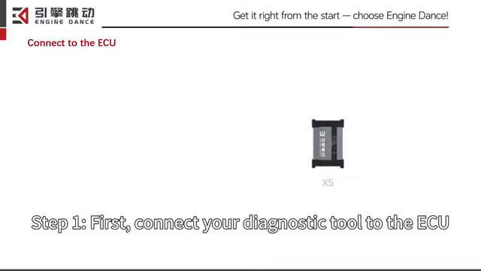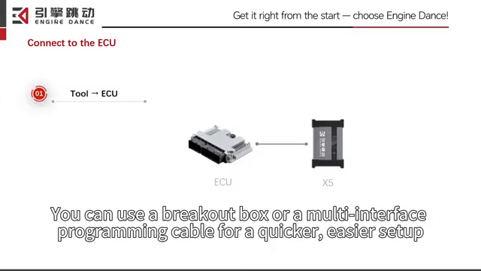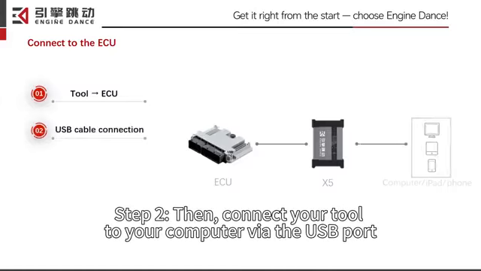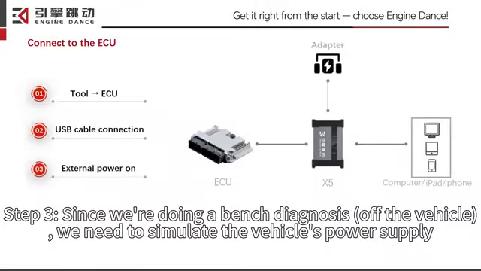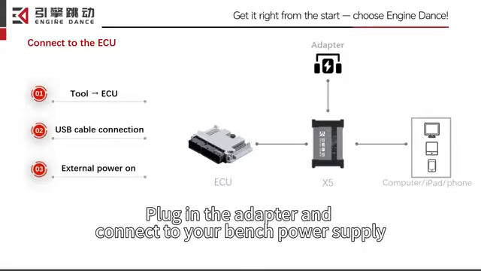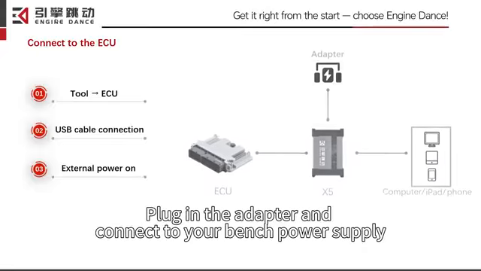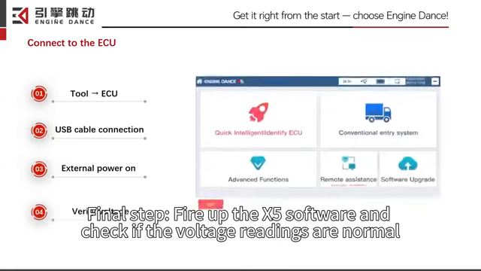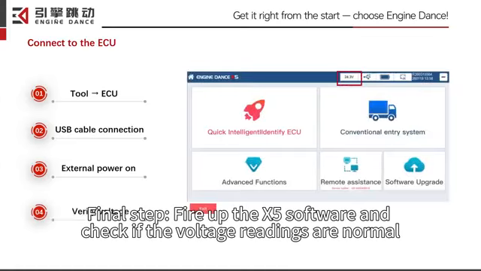Step 1. First, connect your diagnostic tool to the ECU. You can use a breakout box or a multi-interface programming cable for a quicker, easier setup. Step 2. Then connect your tool to your computer via the USB port. Step 3. Since we're doing a bench diagnosis off the vehicle, we need to simulate the vehicle's power supply. Plug in the adapter and connect to your bench power supply. Final step. Fire up the X5 software and check if the voltage readings are normal.